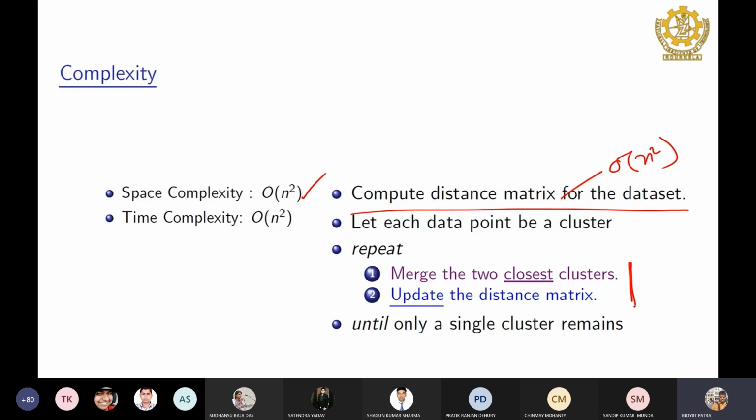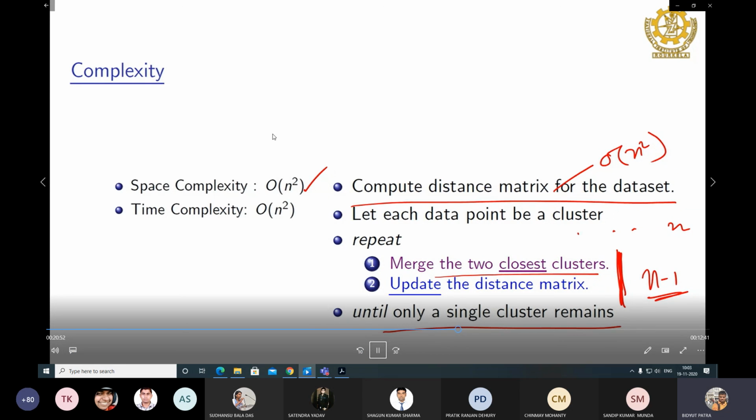Now this is the step. Initially there are n clusters, until you reach a single cluster. So how many times do you do this step? N minus 1 times. And then you have to merge the two closest clusters and update the distance matrix. So how many times do you merge the closest cluster? N minus 1 times. And what is the complexity of merging? If it is n, then we say the total complexity is order of n square. If it is n square, how do you merge? Find the two closest clusters.